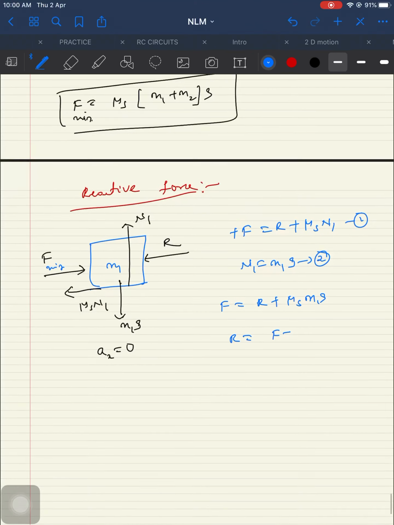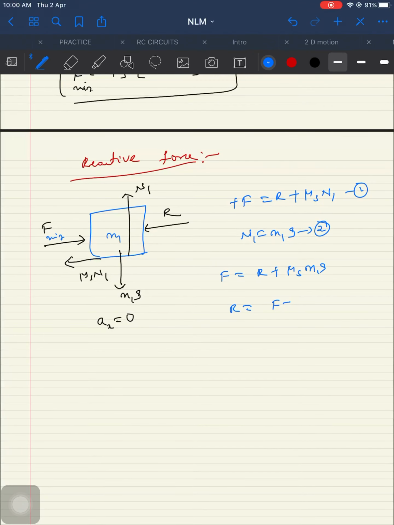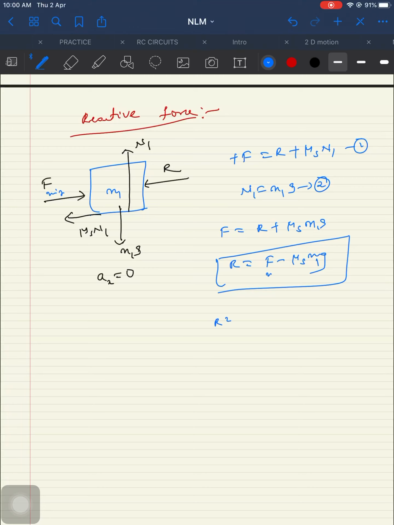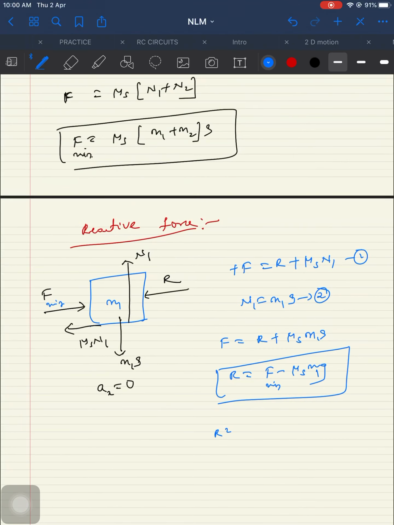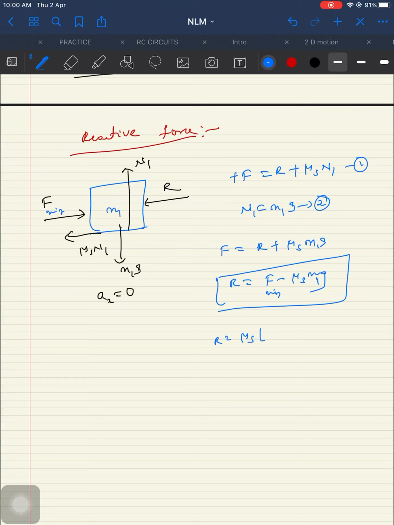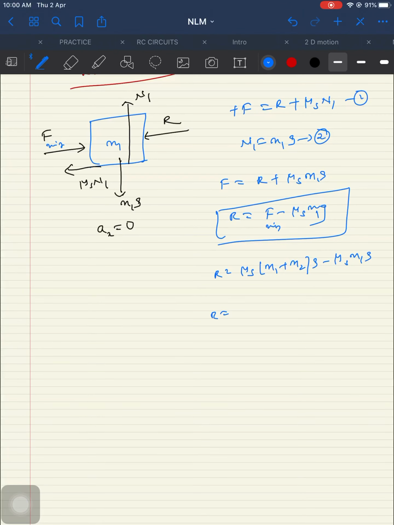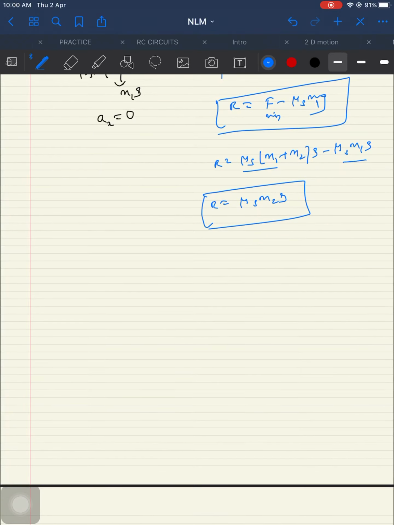Taking F as the minimum force, R is equal to F minimum minus mu s m1 g. If we substitute the minimum value we got, mu s into (m1 plus m2) into g minus mu s into m1 g, the mu s m1 g cancels, leaving mu s into m2 g. This is one way of doing it. We'll do it another way also.